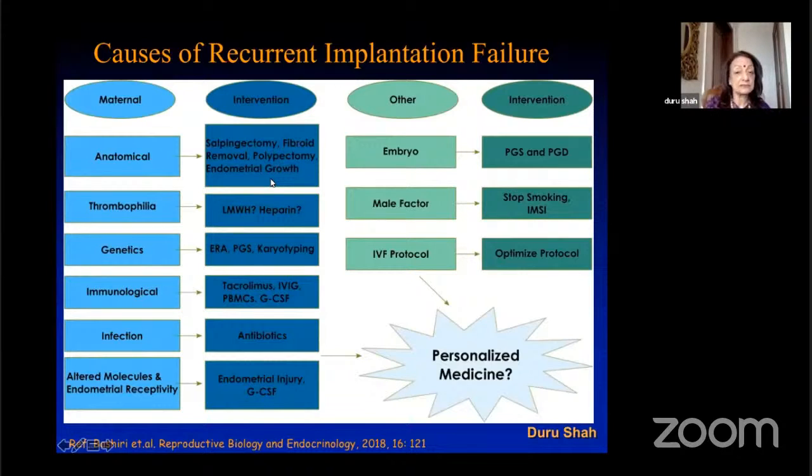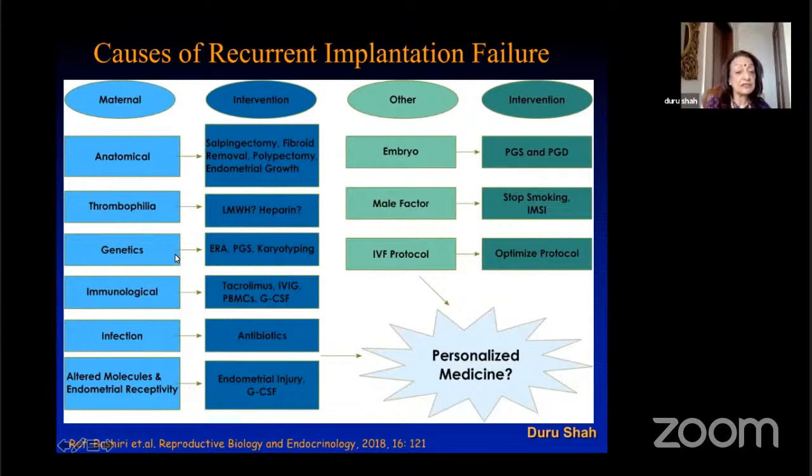is good in the endometrium. We also look for thrombophilia in such patients, because if there is thrombophilia, that is a clotting defect, we would always start low molecular weight heparin in such patients, or sometimes aspirin. Genetics is something we are always looking at.